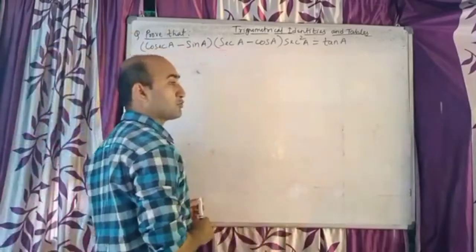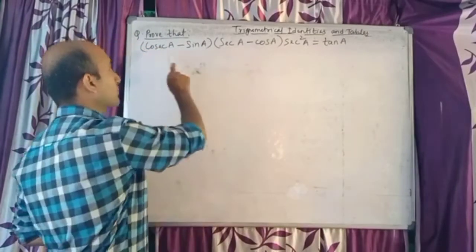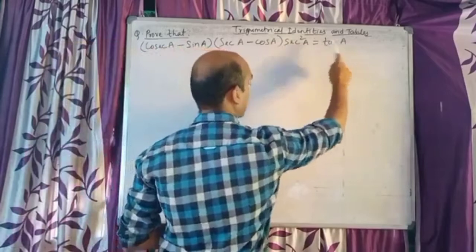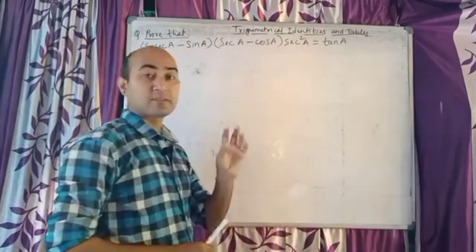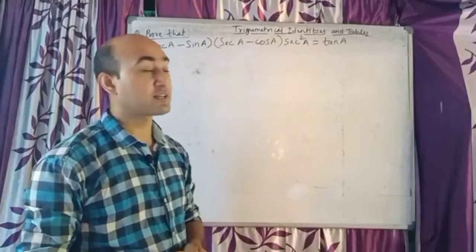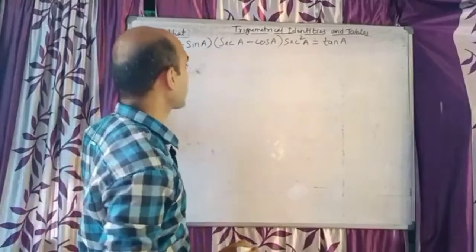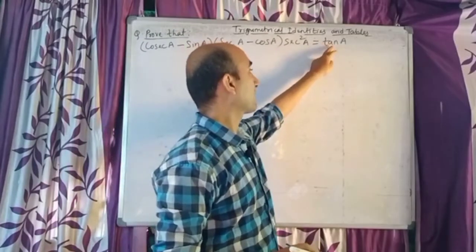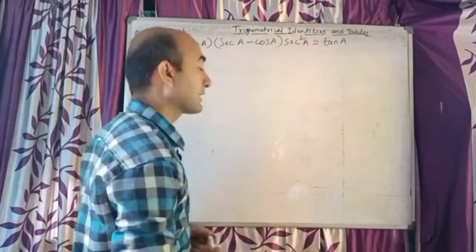That means what you do, try to make this LHS as tan A, because tan A is in the RHS and LHS should be exactly equal to RHS. So let us try to make this LHS part, left hand side part, let us try to make it as tan A.